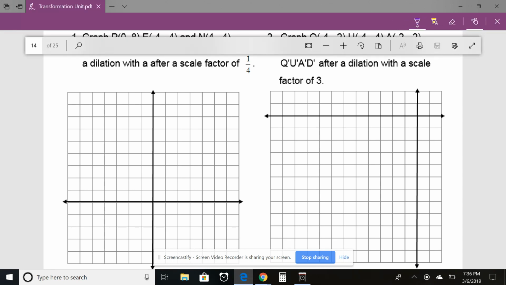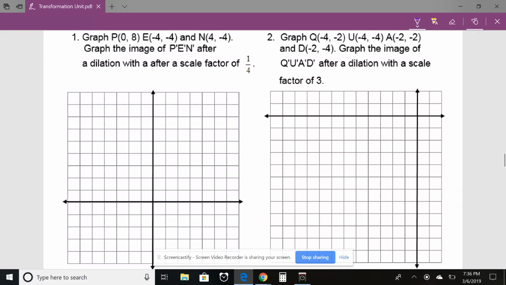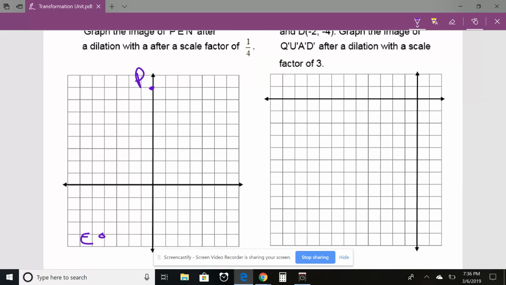So in my figure, I have P, which is (0, 8). So you start in the middle, go up 8. There's my P. E is (-4, -4), so left 4, down 4. And then N, which is (4, -4), so right 4, down 4. So there is my original figure, which is going to be a triangle.